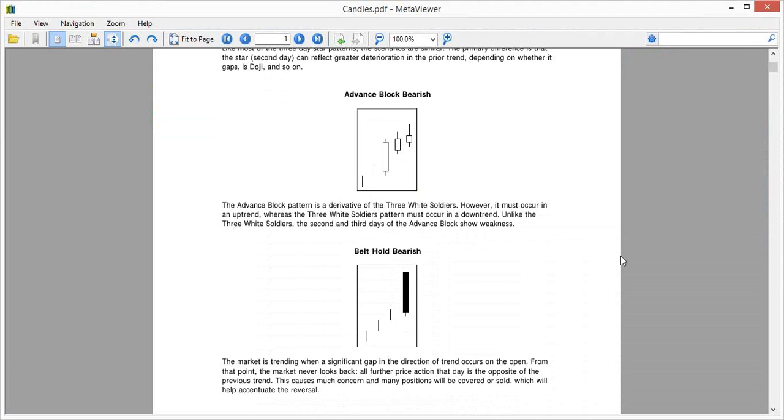So there's more body to this candle. On the second and the third day, you've less and less volume on these candles.